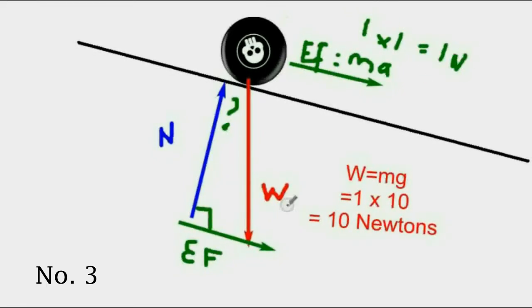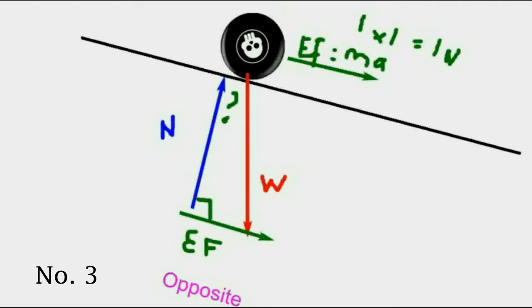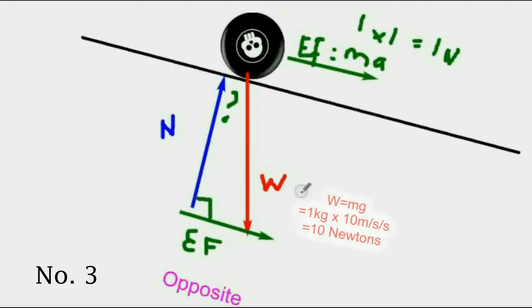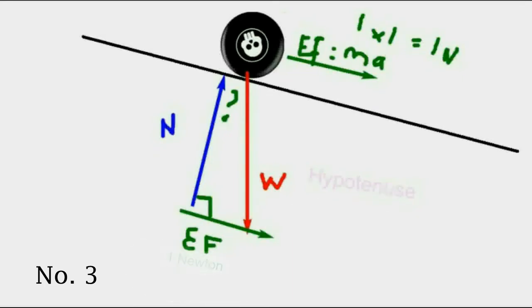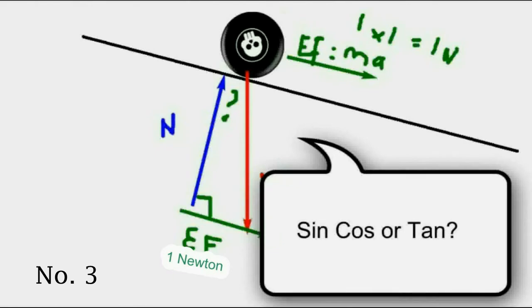is 1 newton of force, and the weight force is 1 times 10 meters per second squared, because that's the acceleration of gravity. Now what you have to do now is work out the angle. You've got the sum of all forces, which is opposite the angle, and you've got the hypotenuse is your weight force, which is 10. So you can work out whether it's sine, cos, or tan yourself there.